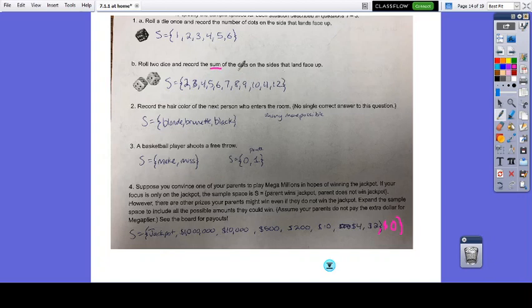Now, some of you may be thinking to yourself, well, there's different ways I can get a 7. Do I need to include that? In this case, no, we will talk about that when we get to probability. Okay, this is simply the sample space.